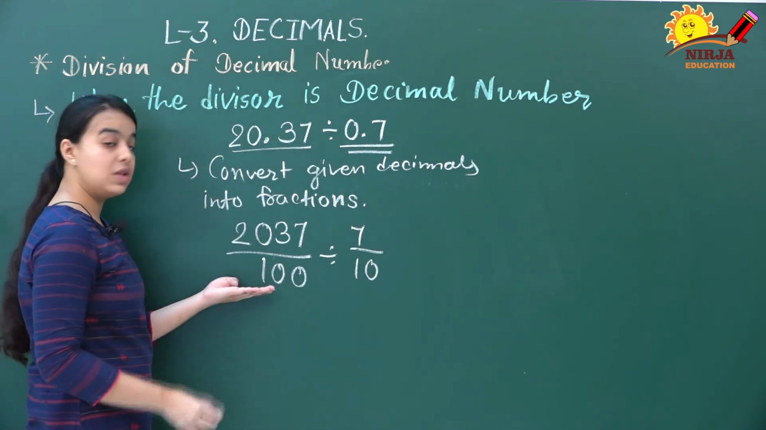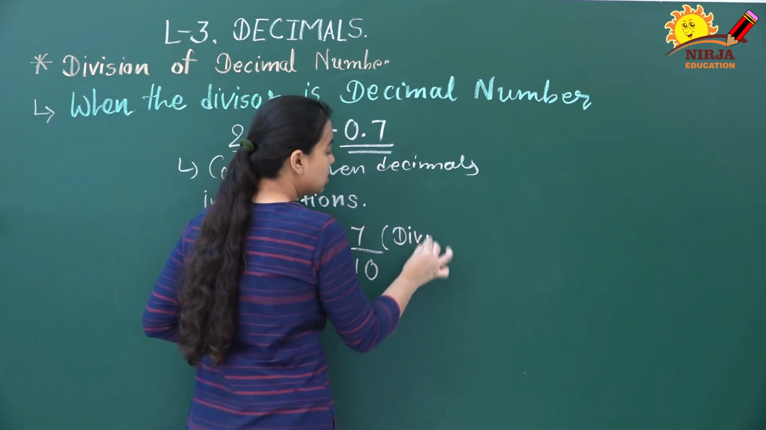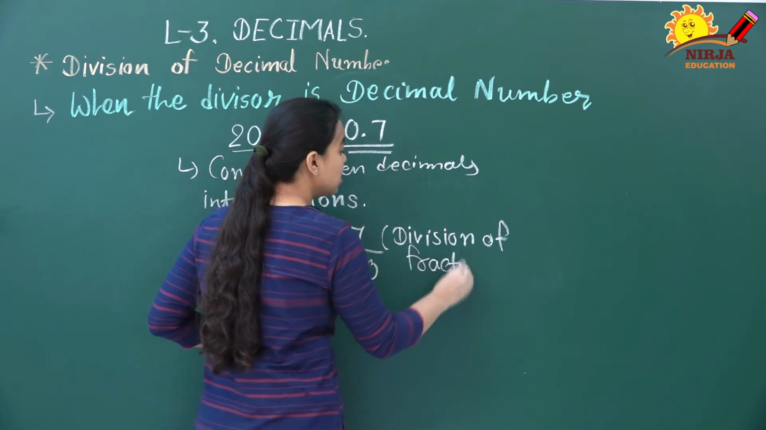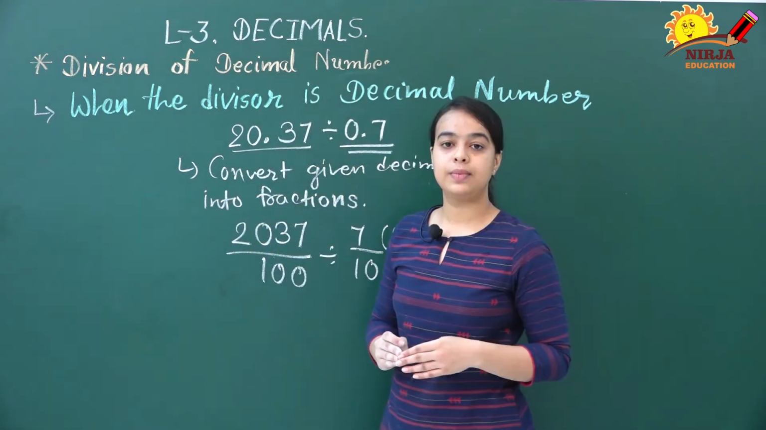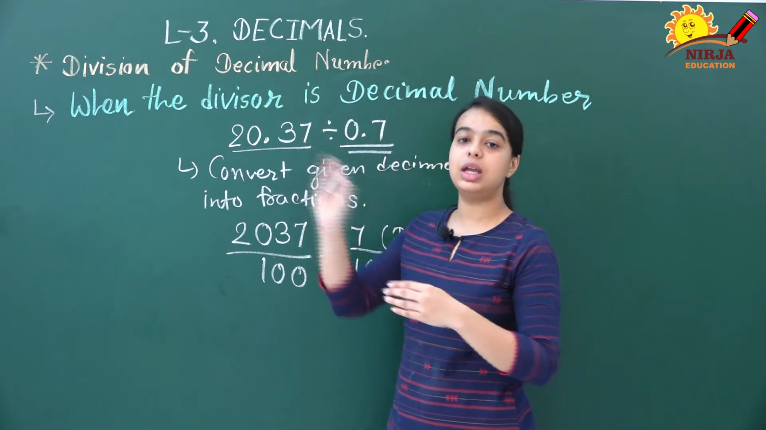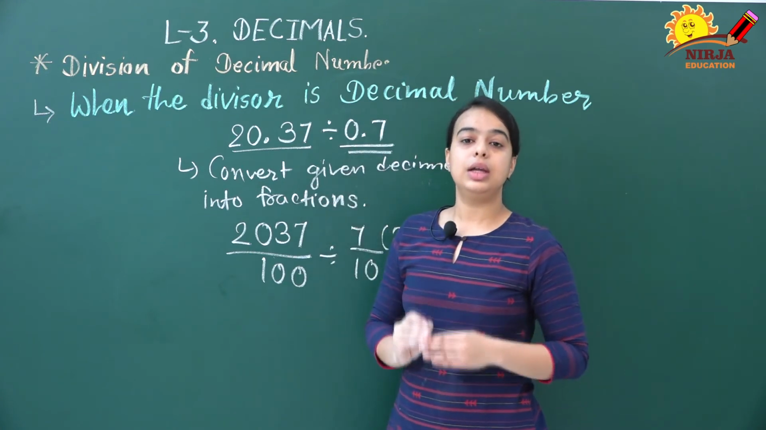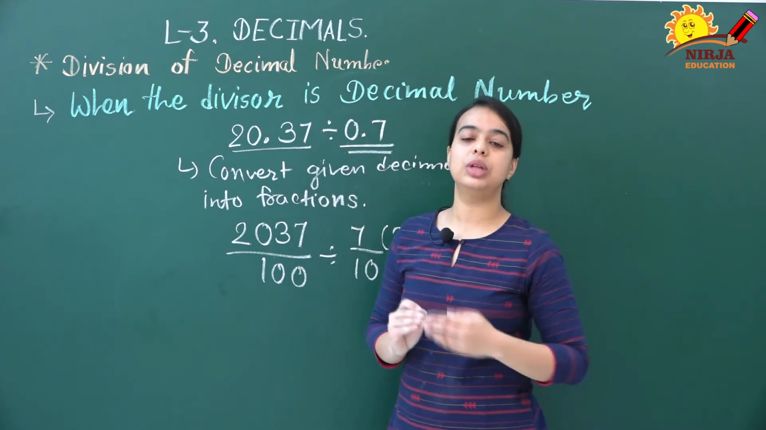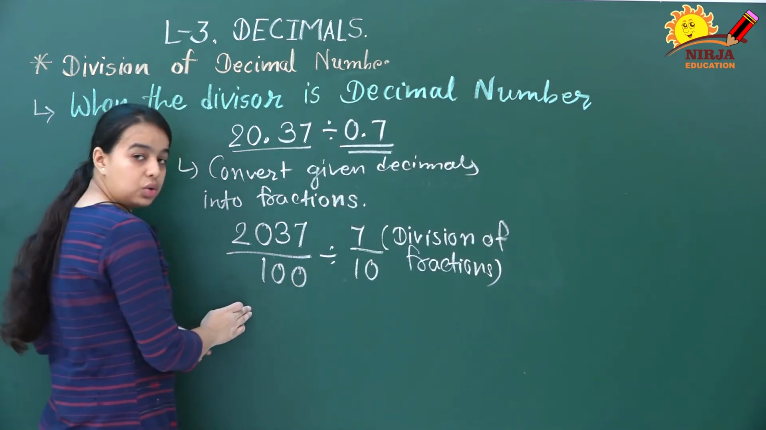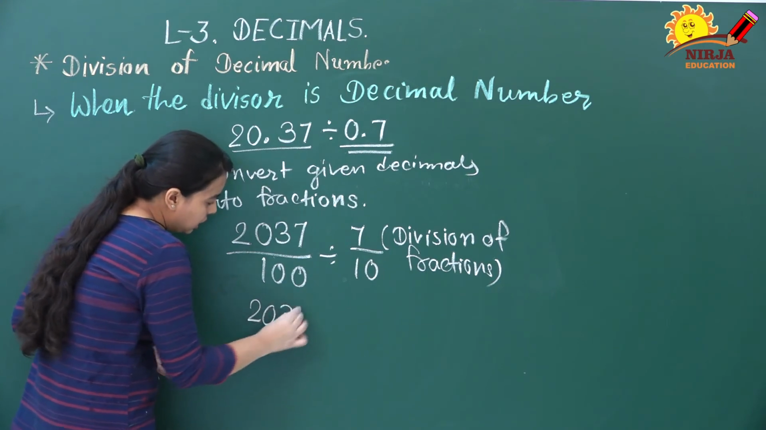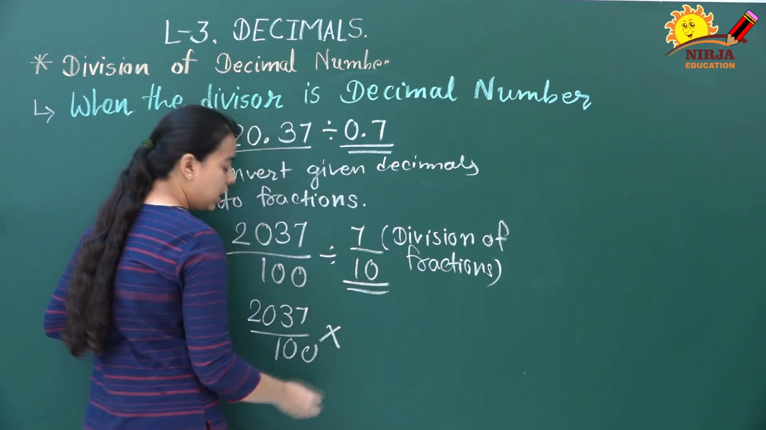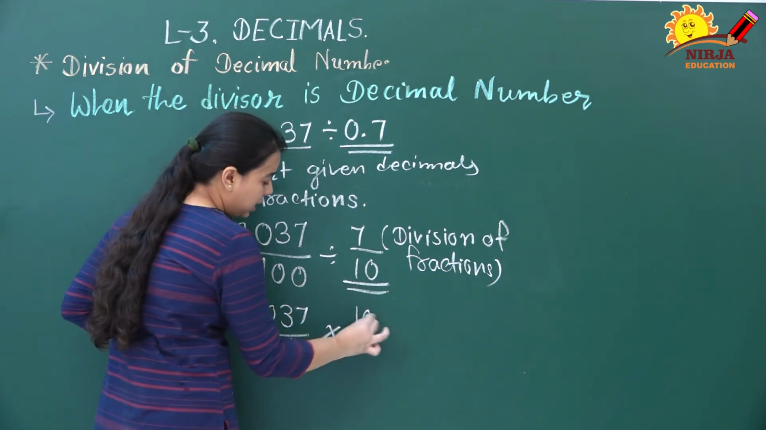Now this is the division of fractions, and division of fractions we already studied in our second chapter, which is fractions. My dear students, if you do not know how to divide fractions, I have already published it, I have already taught it in the second chapter. So please go through that video, then you will have a clear idea about this. If we want to divide two fractions, we convert it into multiplication by writing the reciprocal of our divisor. The reciprocal will be 10 upon 7.